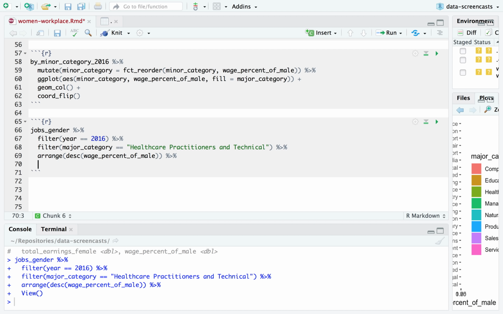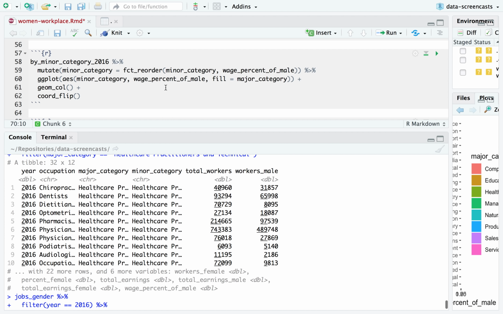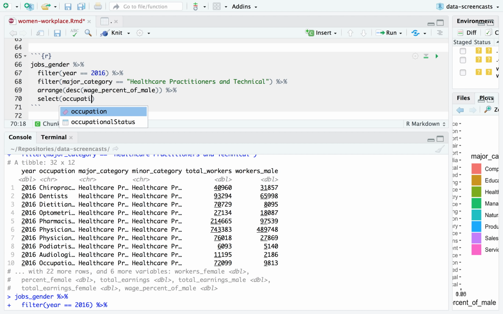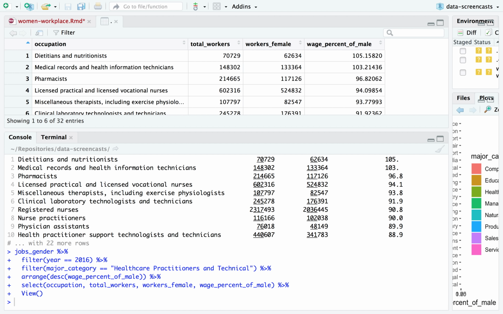If I'm going to view it, I should probably select just, what am I going to do? I'm going to select occupation, total workers, workers female, wage percent of male. I'm starting there. I want to get a feel for the data for a moment.